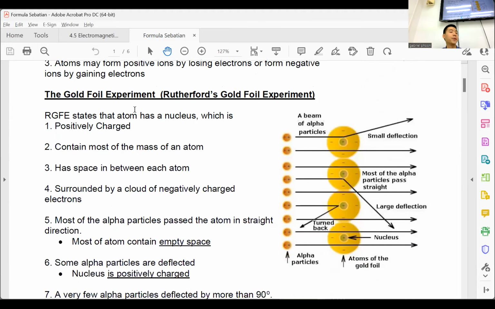The gold foil experiment, cutting it short, basically just proves two things only. Number one, most of the atom is made of empty space. That's why most of the alpha particles will pass directly straight through. Number two, most of its mass and charge is located within the nucleus itself. That is why if I hit it head on at the nucleus, then it will turn back. It will have a huge deflection. If I just graze through it a little bit, it will have some form of deflection here, right?